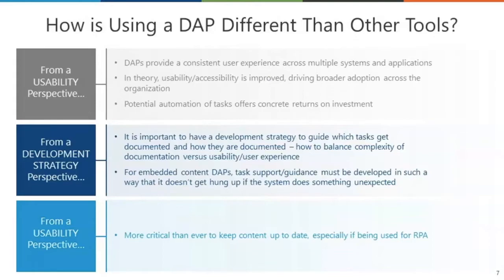But at the same time, from a development strategy, from a solution strategy perspective, it's really important in these times to have a strategy to guide which tasks get documented and how they are documented. You have to balance that complexity of documentation versus that usability and user experience. And I talked to some companies and they've done thousands of job aids to help users. And it's like, well, how many of those are being used and are you maintaining them all? You really need to have a strategy in place here.